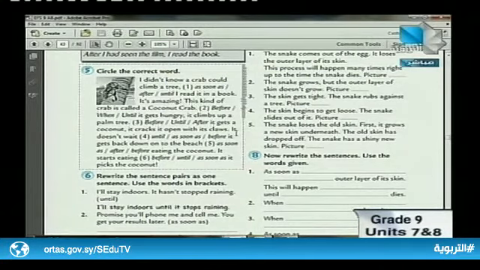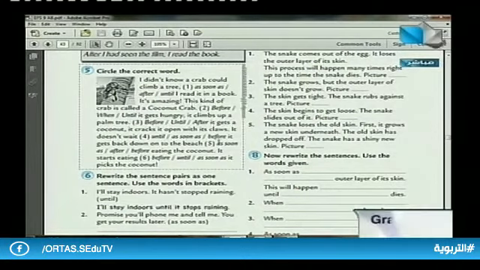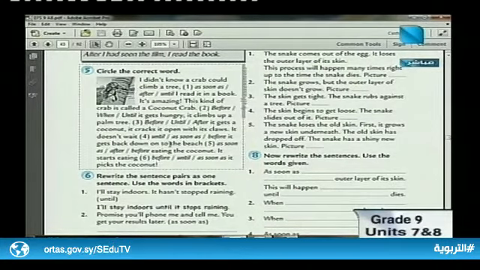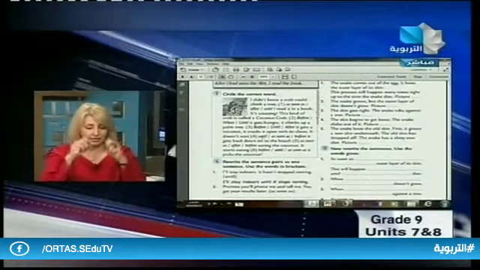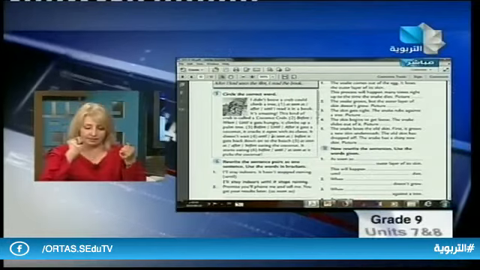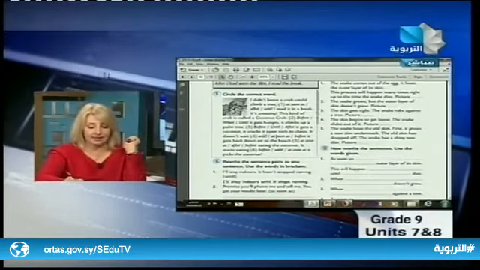Number 4. It doesn't wait until, as soon as, before it gets back down to the beach. Well, it doesn't wait until it gets back. As soon as it gets it, it opens it. So this is until, number 4.